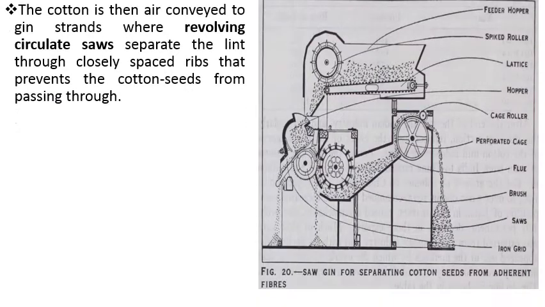The cotton is then air conveyed to gin stands, where revolving circular saws separate the lint through closely spaced ribs that prevent the cotton seeds from passing through. So the raw cotton is passed through these circular wheels which contain saw-like structures that separate the lint from the seeds. Then the lint is passed to another container with the help of these brushes.